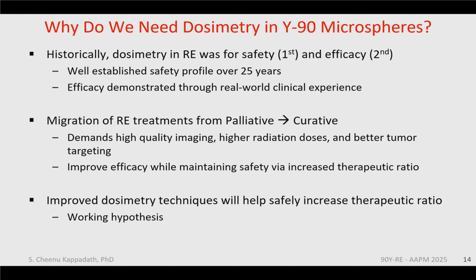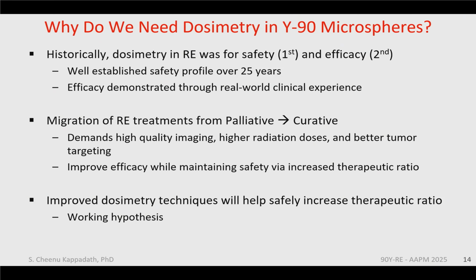So now the idea is we want to migrate radioembolization from a palliative to a curative treatment. And when you start thinking along this line, then you really need high-quality imaging, right? Because you have to be precise in where you're delivering. You need higher radiation doses to actually have a tumoricidal effect, and you need good targeting, so you're actually killing the cells you wish to kill, the neoplastic cells, and sparing normal healthy liver tissue.